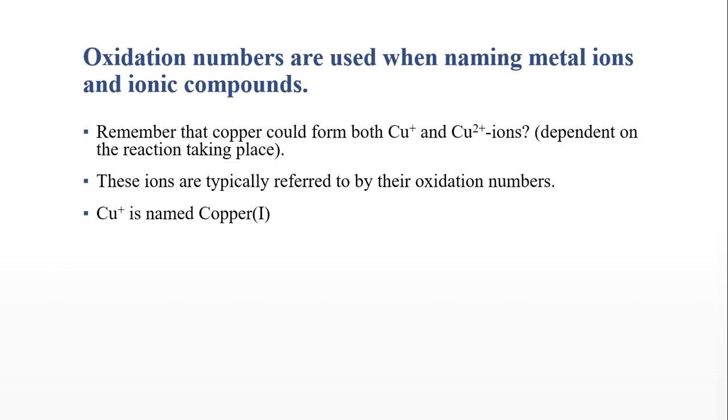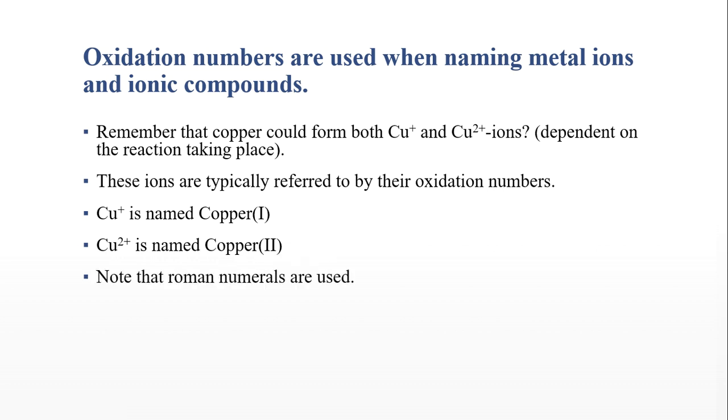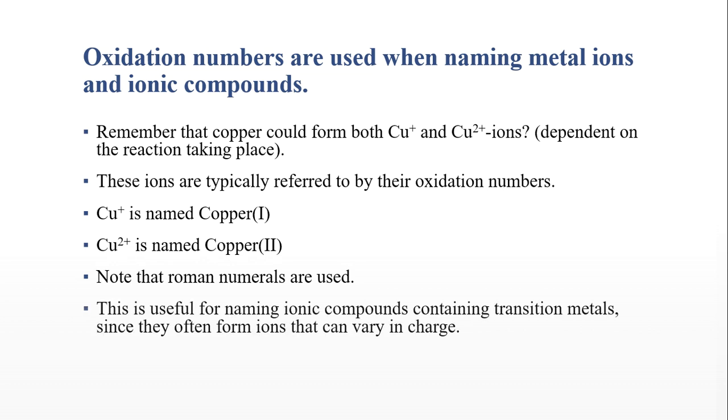So when you have a Cu1+, it's named copper(I), with a Roman numeral in parentheses after the name copper. And Cu2+ is called copper(II), which I now fixed, so no space in between. So Cu2+ is named copper(II). Note that we use Roman numerals, so Roman numbers. This is very useful when we name ionic compounds, when they contain these transition metals.